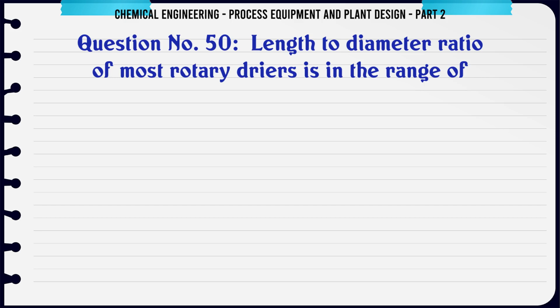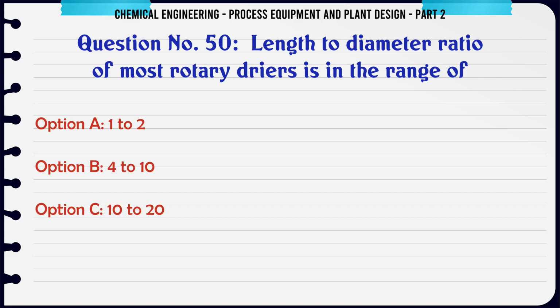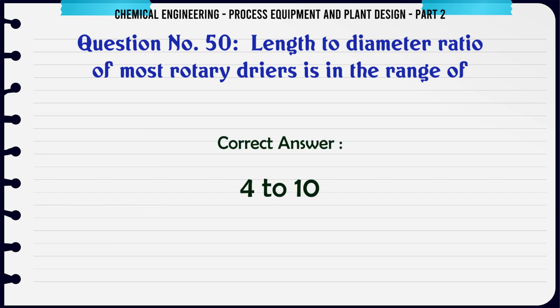Length to diameter ratio of most rotary dryers is in the range of A. 1 to 2, B. 4 to 10, C. 10 to 20, D. 20 to 30. The correct answer is 4 to 10.